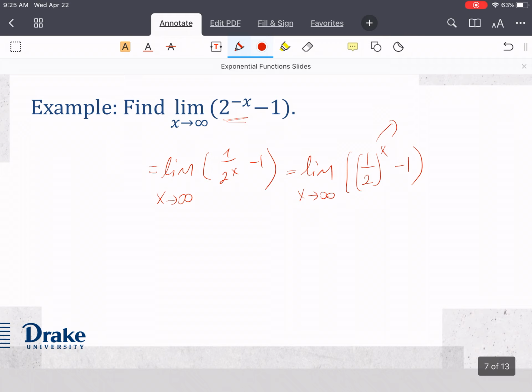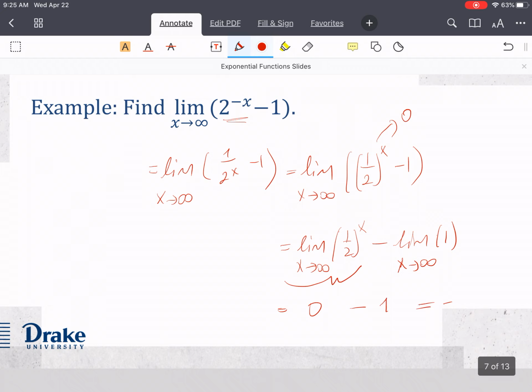Because this is a negative exponent, as x goes to positive infinity, the values are always going to get close to 0. So the limit of 1 over 2 to the x as x goes to infinity is 0. Then if you separate this with the limit of 1, x going to infinity, this guy is always going to 0, and the limit of 1 is always 1. Therefore the result is negative 1.